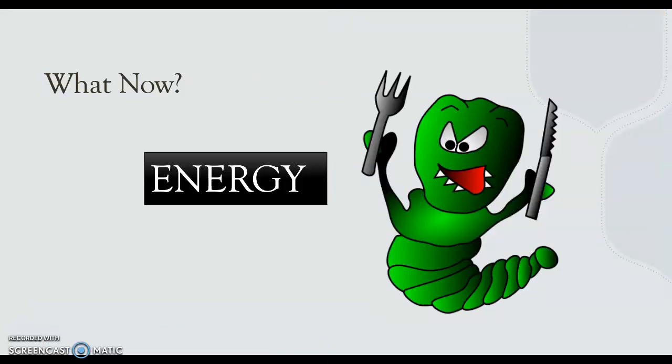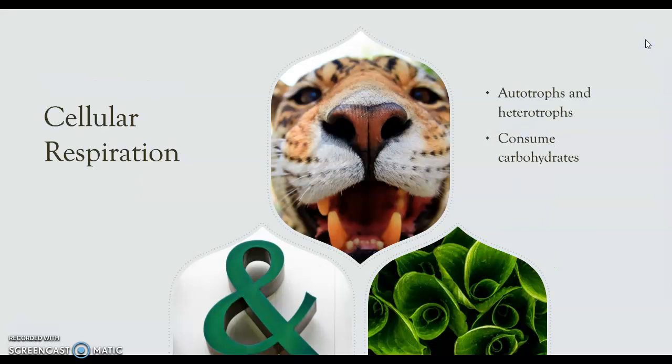Well, what now? Now that the plant has created the carbohydrate molecules, it now needs to consume them in order to have access to the energy they will supply. This is where cellular respiration comes in. Both autotrophs and heterotrophs, organisms that must consume their food, like animals, need to use cellular respiration to use the carbohydrate molecules for energy.